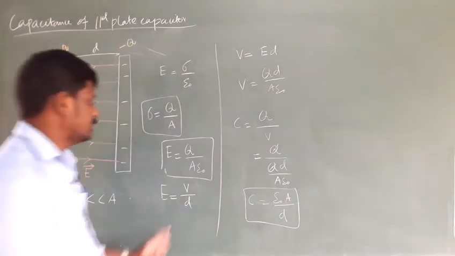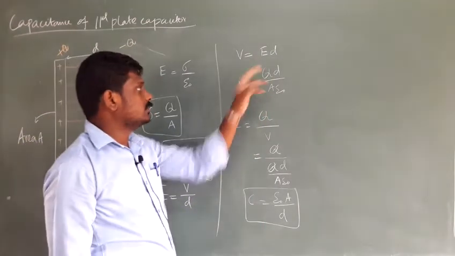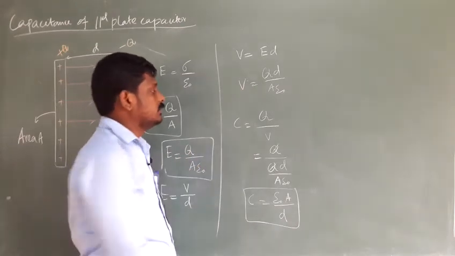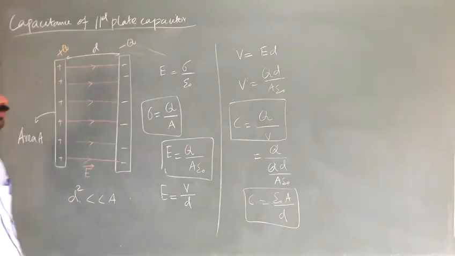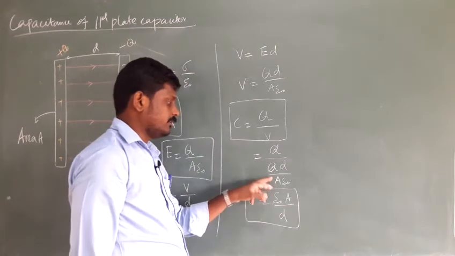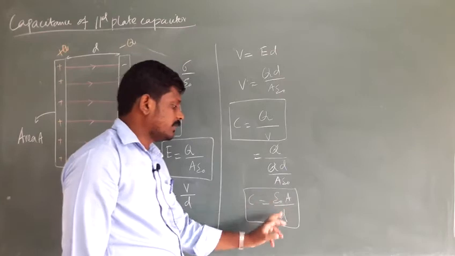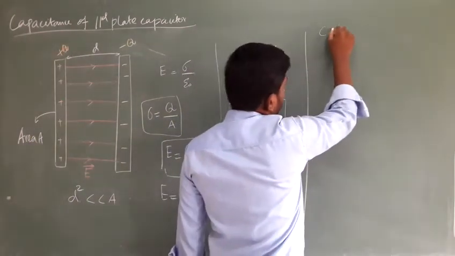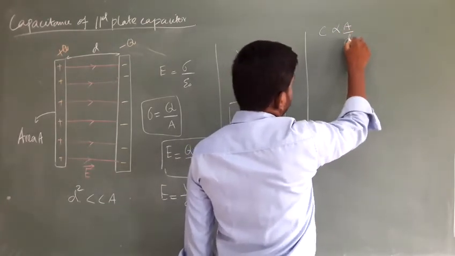Just rearranging, the potential difference V is equal to E times D. Then V is equal to, instead of E, we use Q by A epsilon naught. Our aim is to find capacitance C is equal to Q by V. So Q by V is equal to Q by (Q D by A epsilon naught). Q cancels, so the denominator A epsilon naught goes up to the numerator. So C is equal to epsilon naught A by D. From this, capacitance is directly proportional to A and inversely proportional to distance.